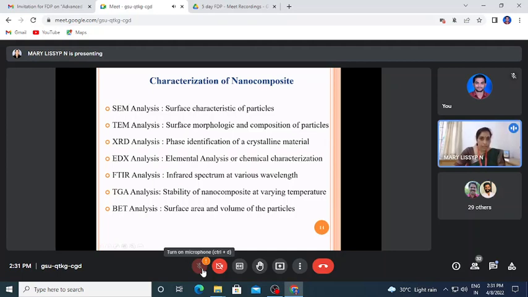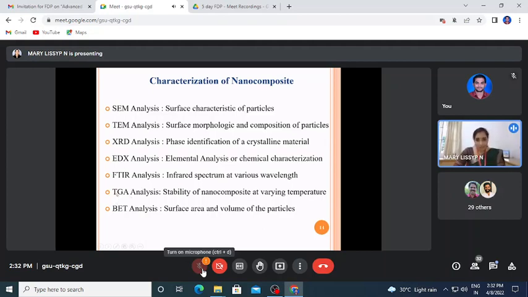SEM analysis: surface characteristics of particles can be found. TEM analysis gives morphologic characteristics. XRD is phase identification of a crystalline material. EDX is elemental analysis, that means what all elements are present. FTIR: the functional groups or chemical bonds present in the particle can be found at various wavelengths. TGA means thermogravimetric analysis.